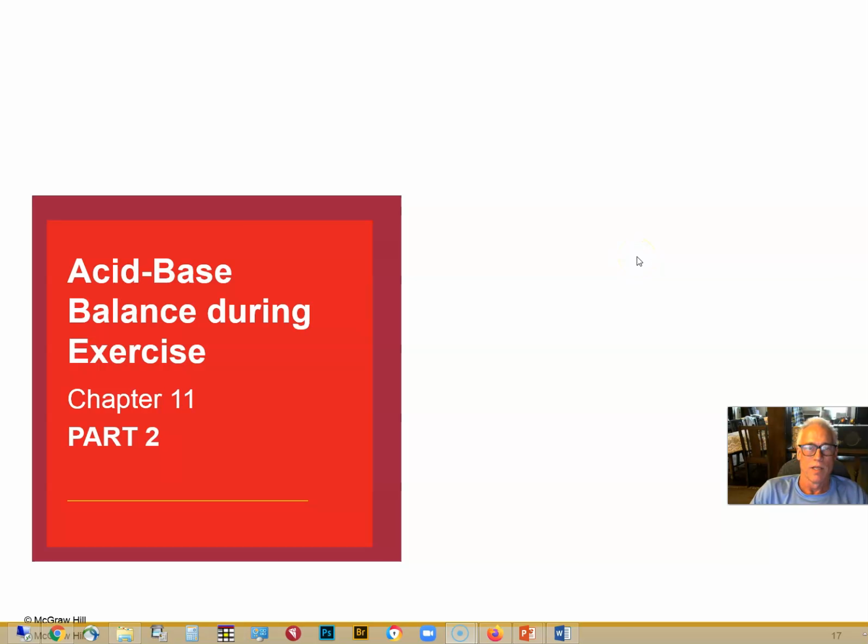pH drop. We said that high intensity exercise involves production of a lot of lactic acid, but you've got to do it for a while before you overcome the buffering capacity of the blood and the pH starts to drop. And we'll come back to that during this section. We'll actually look at some data about the pH of the blood during different durations of high intensity exercise.